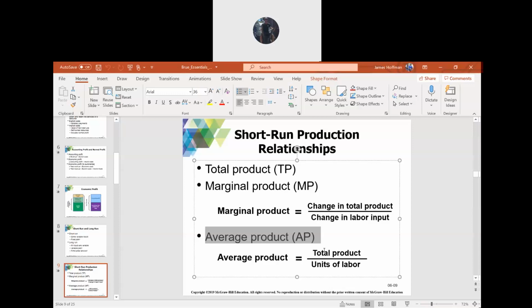So just depending on where you are in the production process, divide the total amount of product you produced by the total amount of labor you've used, and that's your average. So how much product have you gotten on average with that much labor? Okay, so just some simple definitions: total product, marginal product, and average product.